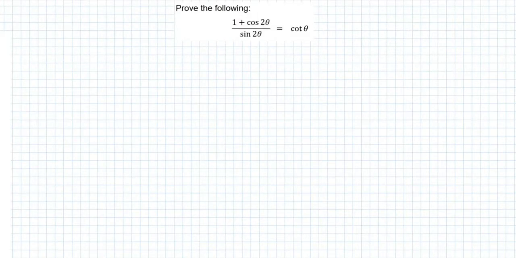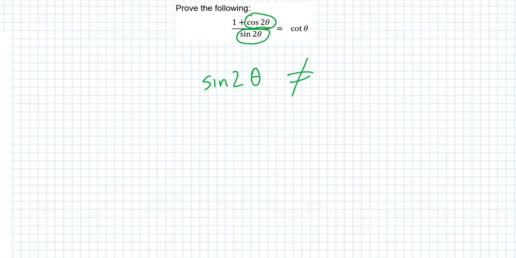Another trig identity proof for you guys today. What's different about this one is we have cosine 2 theta and sine 2 theta. So sine 2 theta does not equal 2 sine theta, nor does it equal sine squared theta. So we have to treat them a little bit differently, and we have to use a different identity in order to solve them. But no worries, we'll show you a different part of the identity sheet today, and that's exactly where we're going to start.